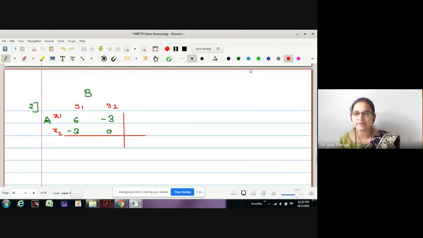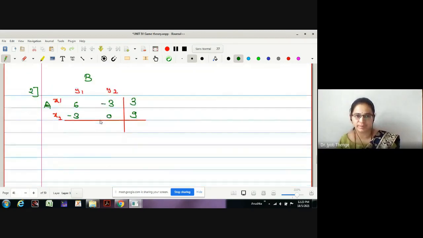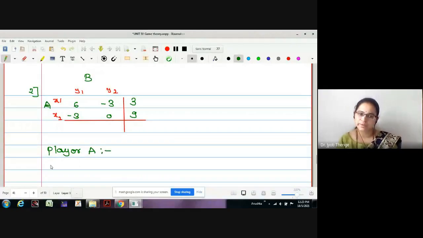Now what is the difference of the first row element? 6 minus of minus 3, 9, no? Right? What is the difference? Minus 3 minus 0? Minus 3. But neglecting the negative, this is plus 3. Let us write only for player A. Therefore, no need to go for the column-wise. With respect to player A, we were writing: Player A. Optimal strategies are.